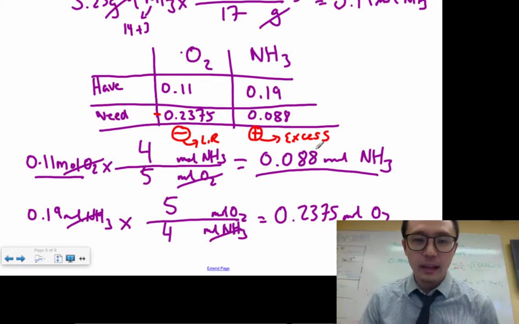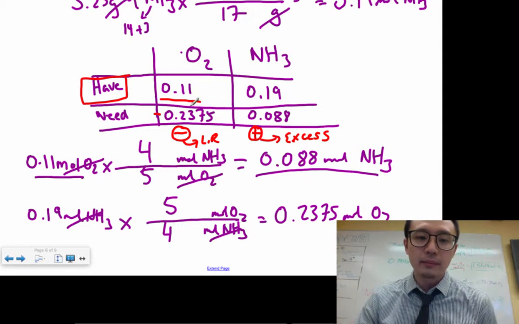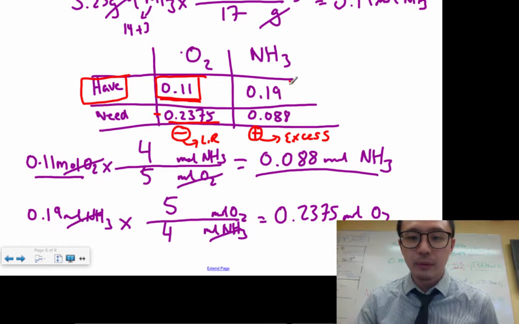So we have determined that. If you want to use logic, you can say if you have 0.11 and you need 0.2375, do you have enough? And you don't have enough. So because you don't have enough, this amount will get used up first before this.